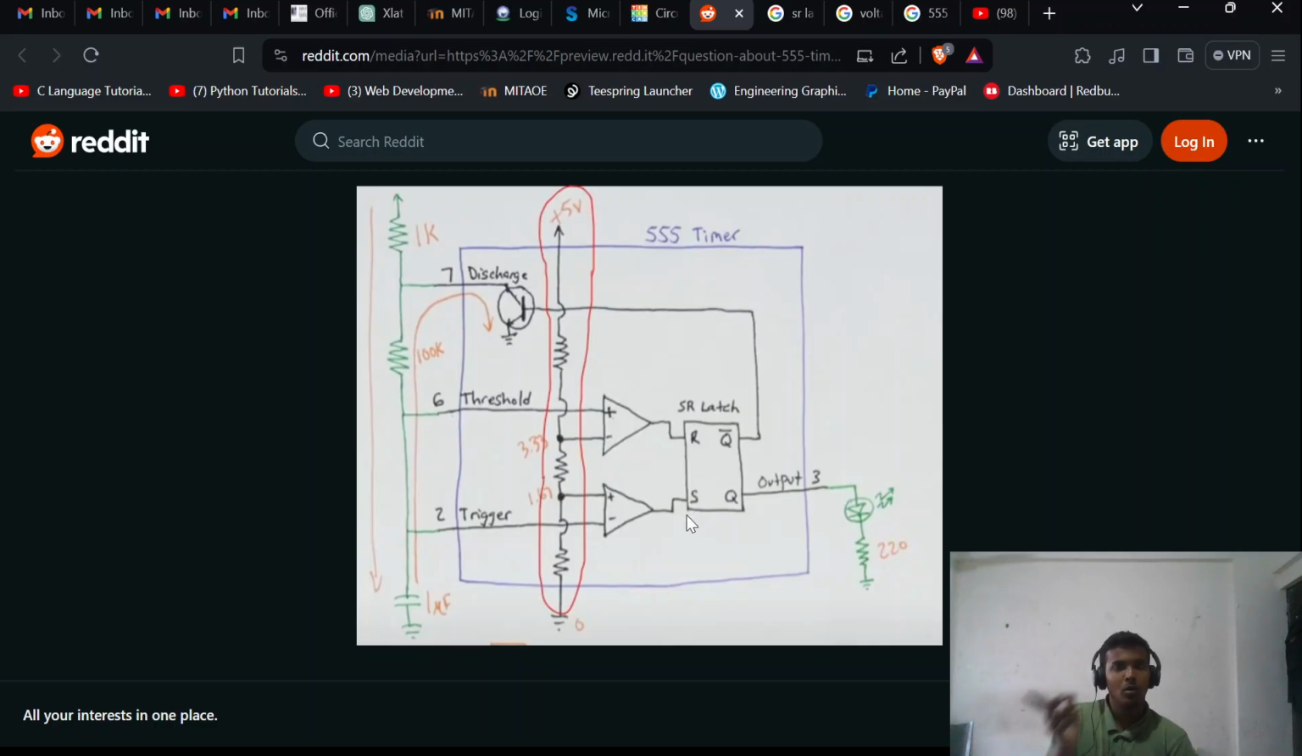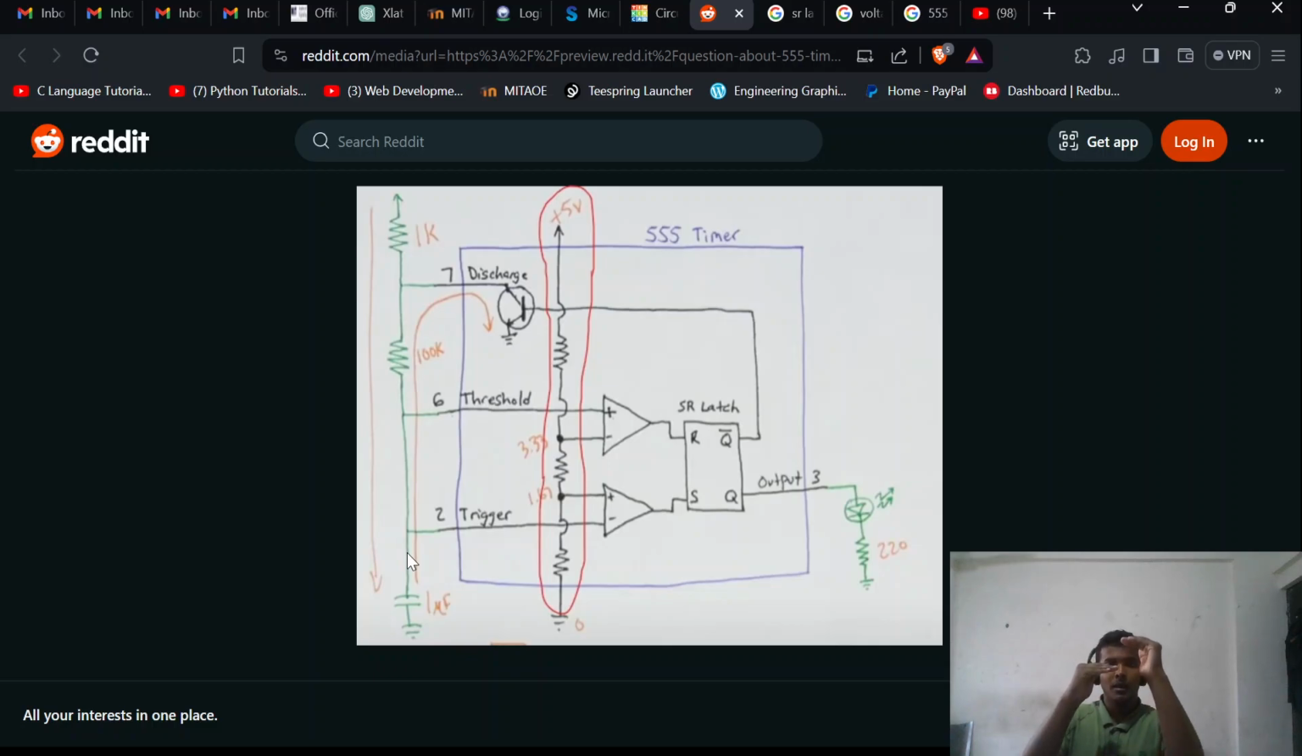So it will hold the previous output, which was what? Q0 and Q dash 1. That was the previous output, right? It will hold that. And then the capacitor discharges more, and it comes below 1.67.